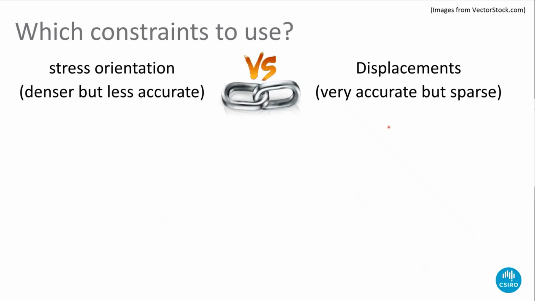So that brings the question, which constraints should we use then? Should we use the stress orientation? There are lots of them, but they're not necessarily so accurate. Or should we use the displacement? Very accurate, but very sparse, only a dozen or so data sets. And the trick is that they are linked because stress and displacement are fully linked by the geomechanical model. So we don't really have the flexibility to pick one or the other. We should pick both, but do they have to match? Are they consistent? That's the question.